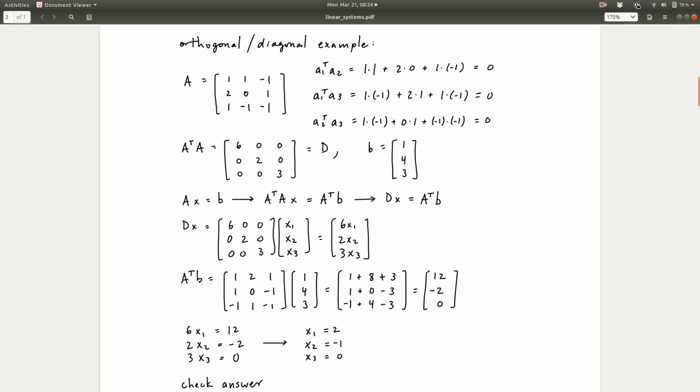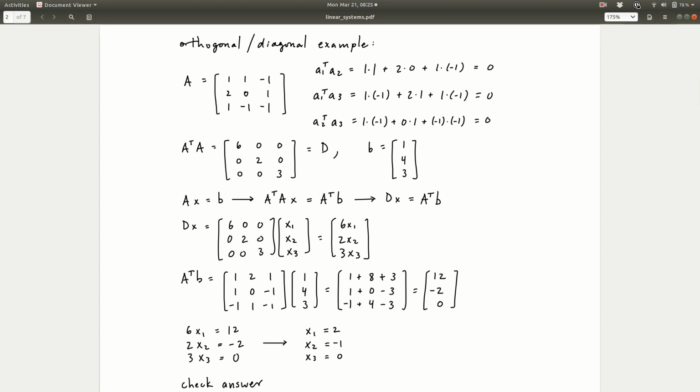So it's going to be 1 times 1, which is 1, plus 2 times 0, which is 0, plus 1 times minus 1, which is minus 1. So 1 plus 0 minus 1 equals 0. A1 and A3, you'll get 1 times minus 1 is minus 1, 2 times 1 is 2, and 1 times minus 1 is minus 1. Add those up, you get 0. A2 transpose A3, 1 times minus 1 is minus 1, 0, 1 gives you 0.